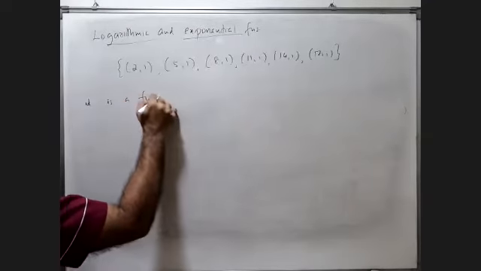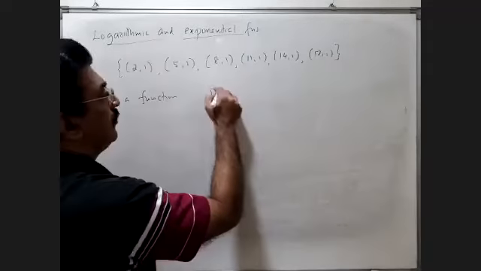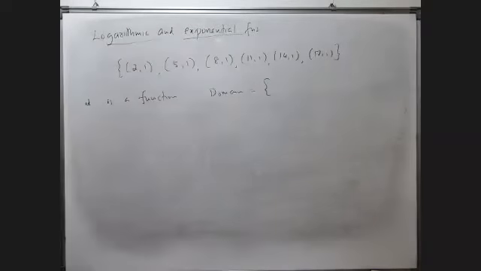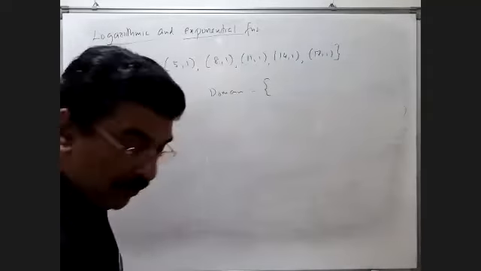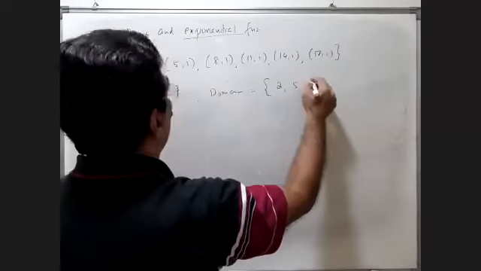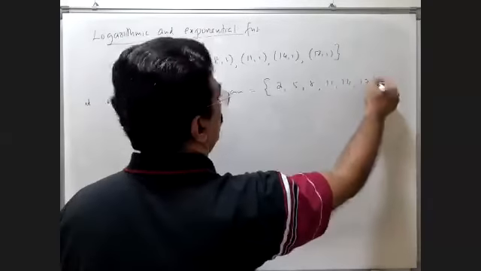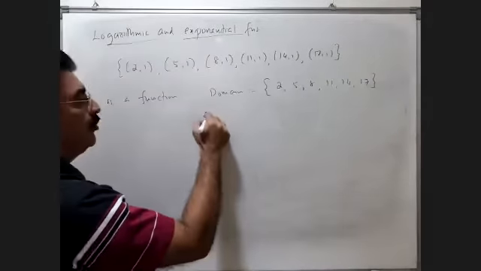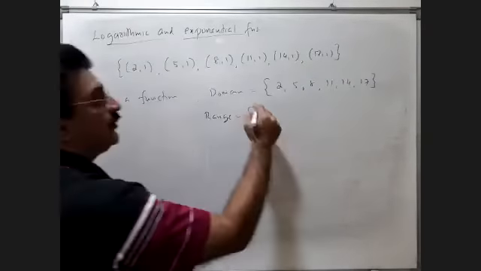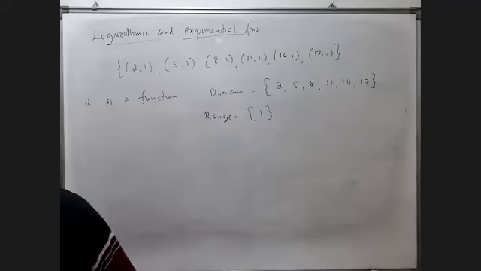It is a function. If it is a function, what is the domain? Domain is the set of x values. Here, which are the set of x values? You can observe it. It is 2, 5, 8, 11, 14, 17. And what about range? Range is the set of y values. In the set of y values, you have only one element, 1. So it's a function.